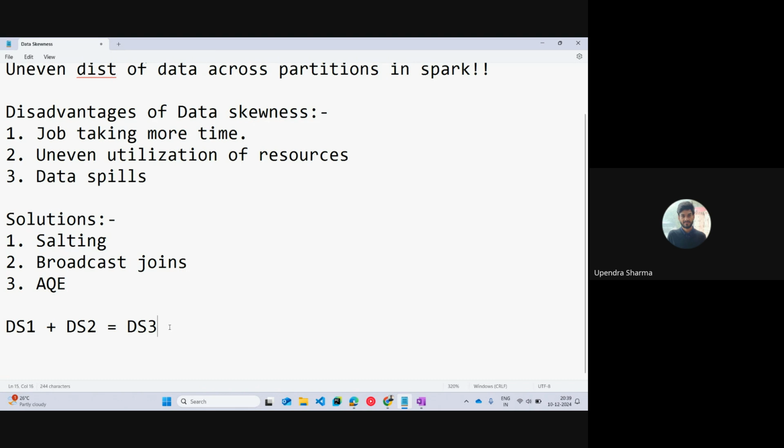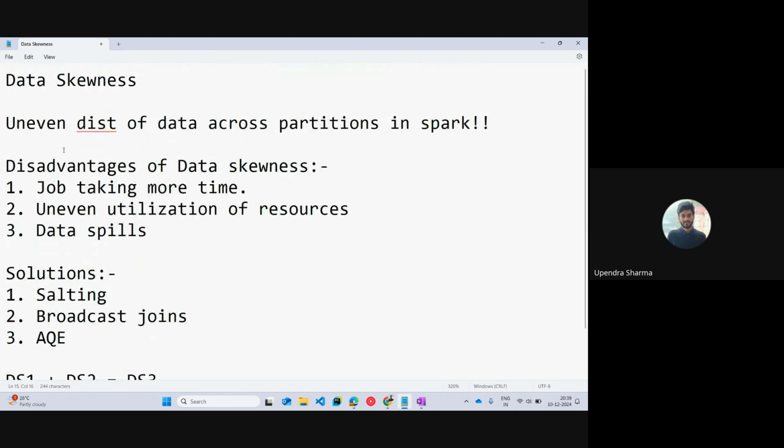To sum it up, data skewness is the uneven distribution of data across partitions in Spark. Spark breaks particular data into different partitions. If data is unevenly distributed among these partitions, the chances are that one particular partition will be processed for a very long time, which will lead to some of the resources not being utilized properly.